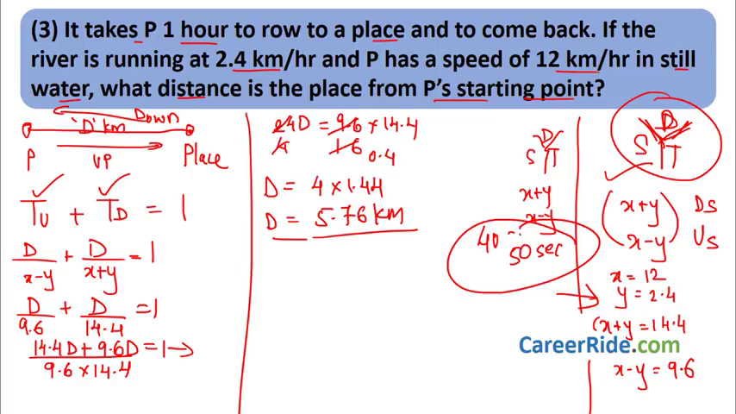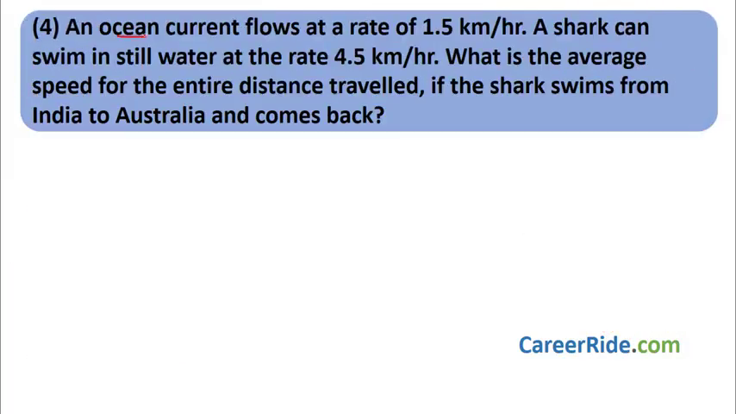Moving on to question number 4. An ocean current flows at the rate of 1.5 kilometers per hour. A shark can swim in still water at the rate of 4.5 kilometers per hour. What is the average speed for the entire distance traveled if the shark swims from India to Australia and comes back?